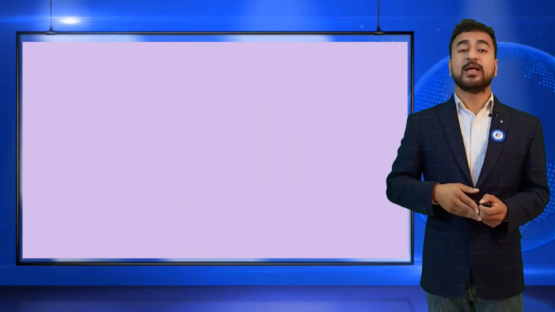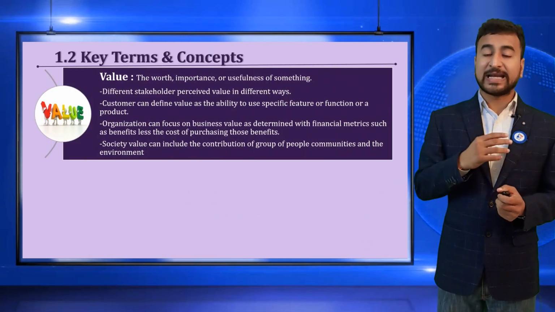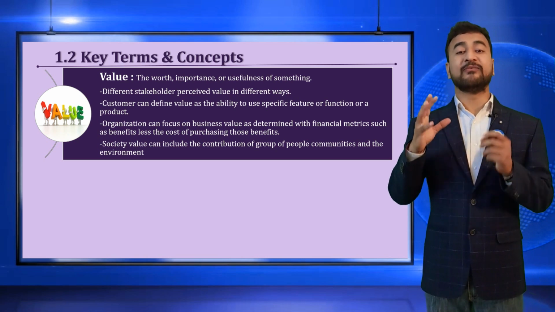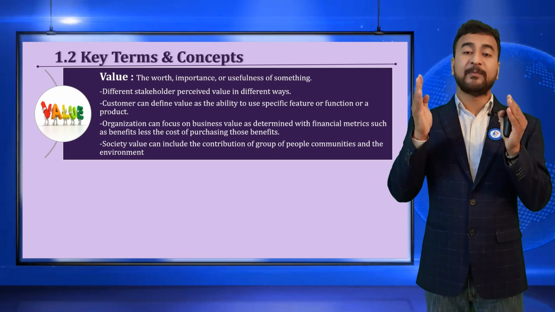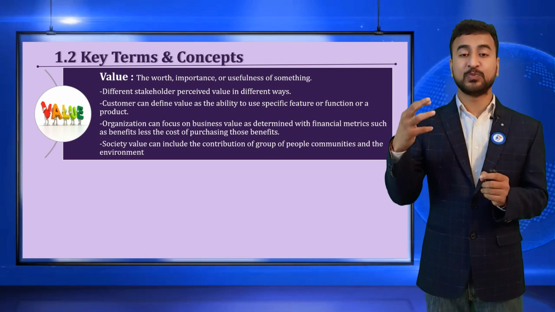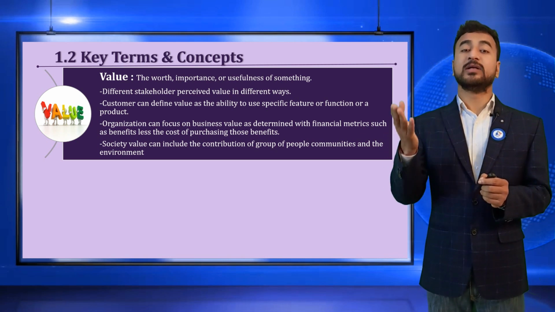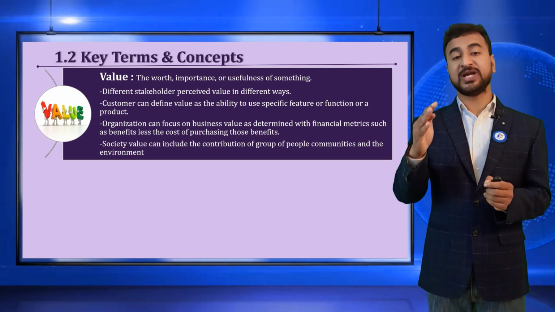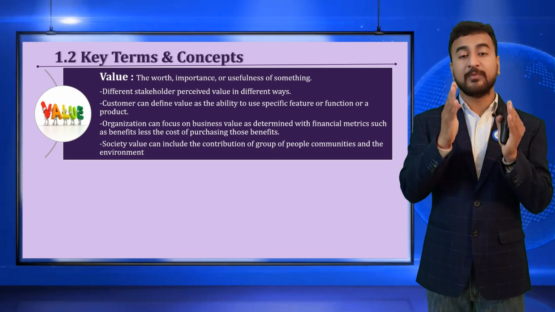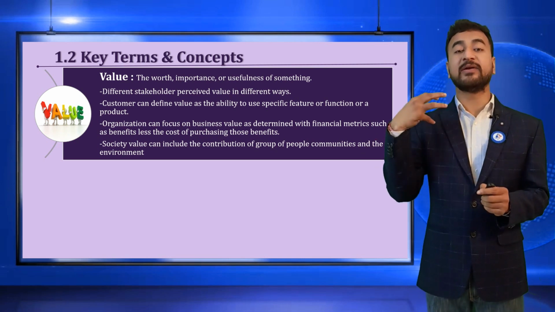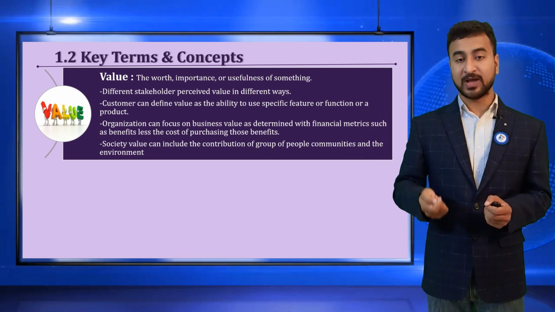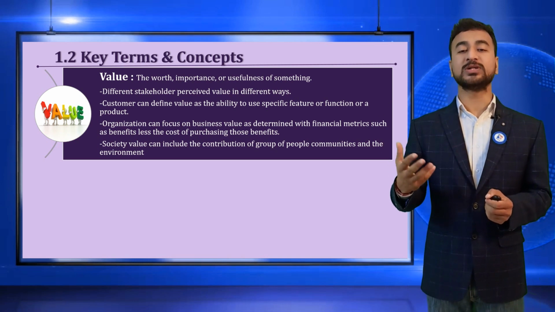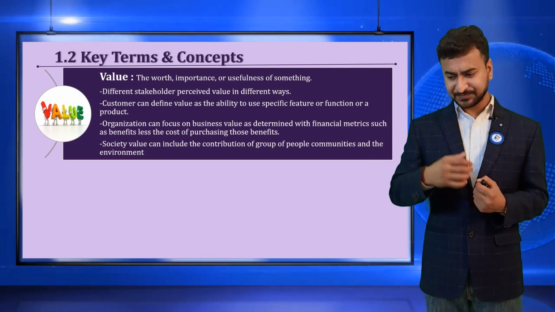So, value. If you attended my previous session, I had mentioned that value is very important. That is the reason PMBOK version 7 puts more emphasis on that. PMBOK version 7 has changed radically from process driven to principle driven, and they focus more on value delivery. So what do we mean by value? Value is the worth, importance or usefulness of something.